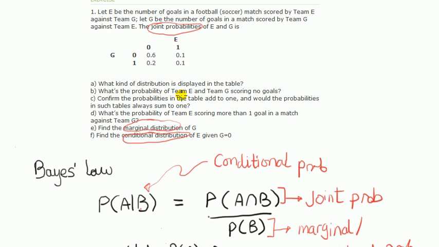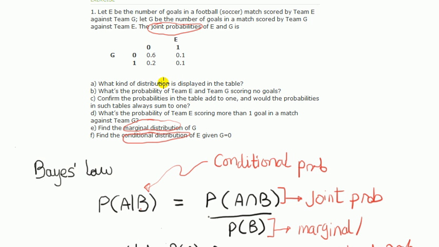So B, what's the probability Team E and Team G scores no goals? That's like probability of E equals 0 and G equals 0. That is a joint probability. To get that, G is 0, E is 0. Look at the cell, probability is 0.6. So the answer is 0.6. Likewise, I could have asked, what's the joint probability that E equals 1 and G equals 1? Well, G equals 1, E equals 1 intersect here, so the probability is 0.1.